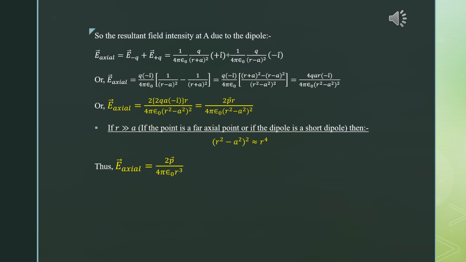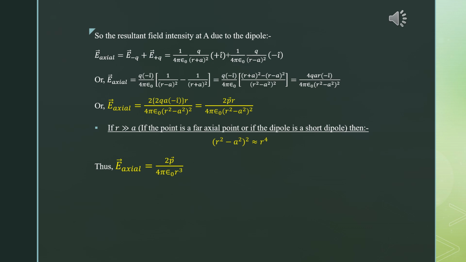Why? Because obviously the term q by r minus a whole square will be more than the term q by r plus a whole square, because when the numerators are equal, the fraction is larger if the denominator is smaller. One is plus I cap, one is minus I cap, so we have taken the minus I cap term as common because its magnitude is greater. Simplifying, it will be 1 by r minus a whole square minus 1 by r plus a whole square.